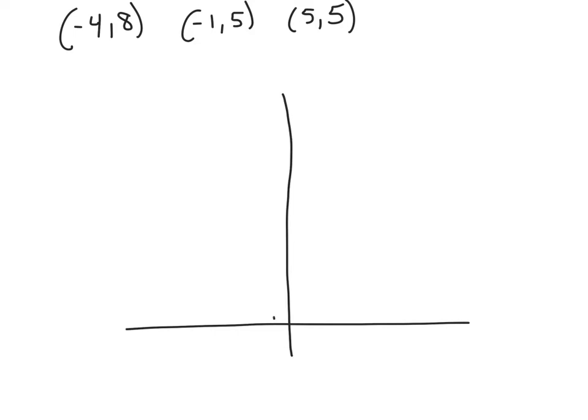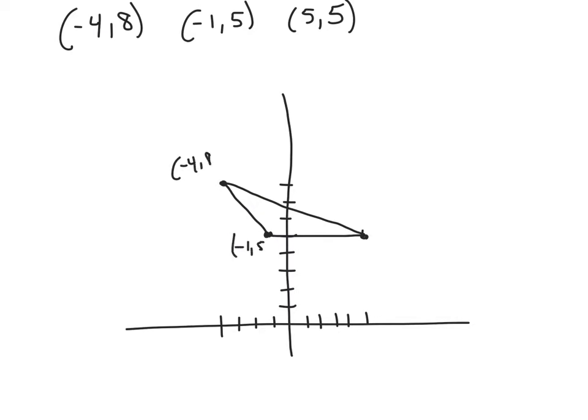So negative 4, 8. There's a point right there. Negative 1, 5 will be the point here. And 5, 5 will be the point right here. And there's my triangle. This is the point negative 4, 8. This is the point negative 1, 5. And 5, 5.